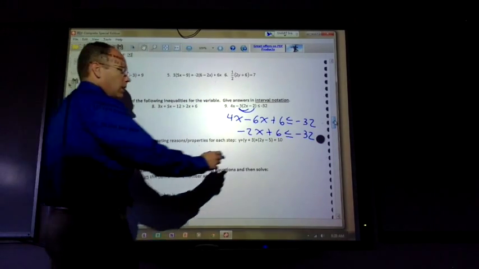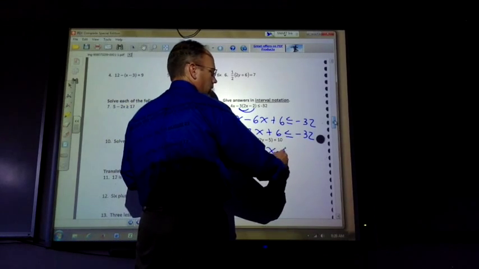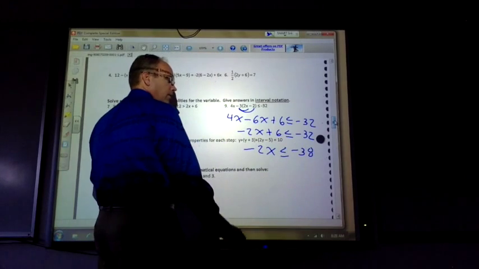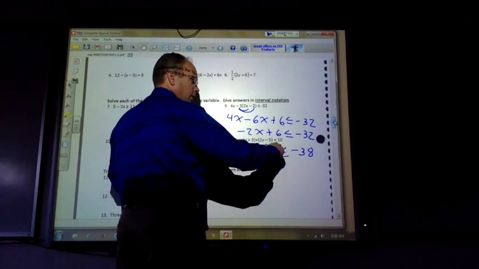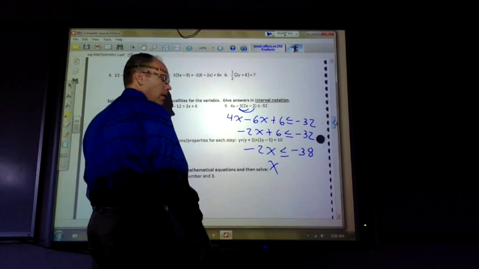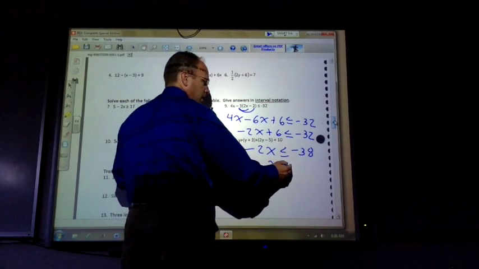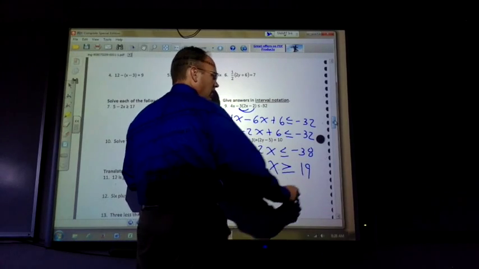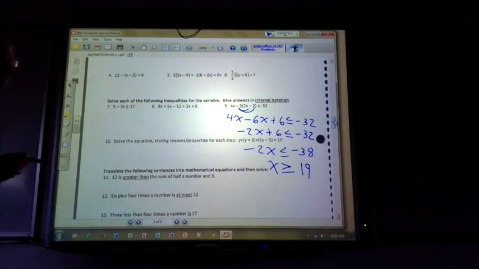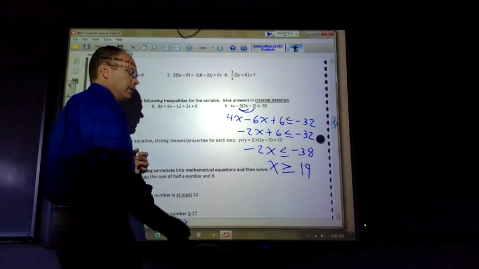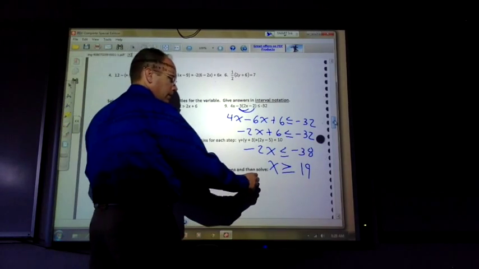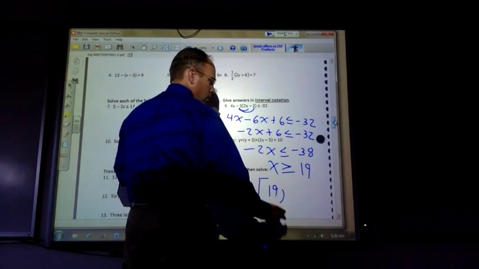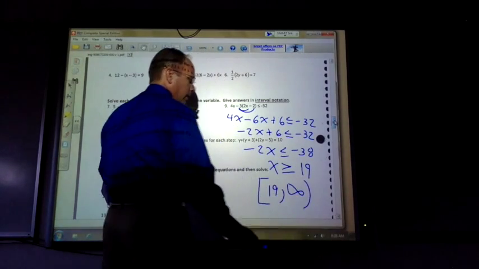Subtracting 6, that's going to give me -38. Divide by -2, what happens here? If I'm dividing by a negative, the sign has to flip over, and that's going to give me a positive 19, I believe. Where do I start? 19. Do I include it? Yes. Where do I go? Infinity. Done.